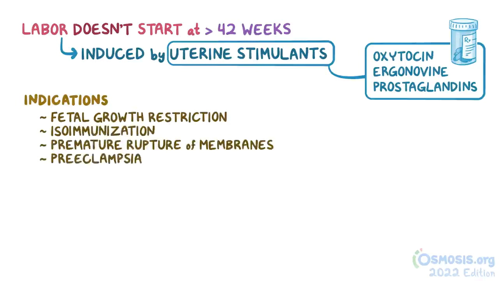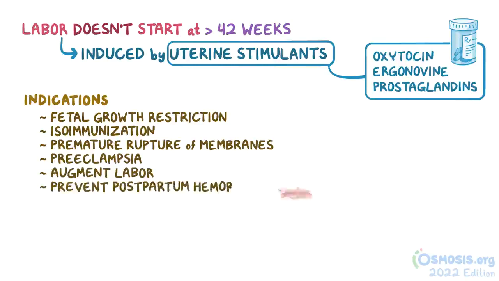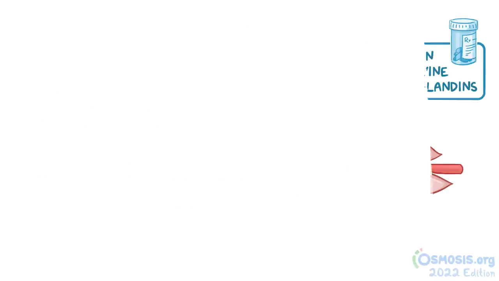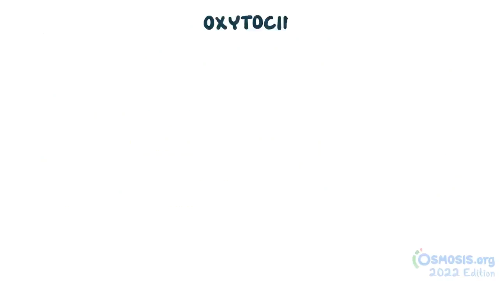Uterotonics are also indicated to augment labor when the contractions aren't strong enough, and they have the added benefit of preventing postpartum hemorrhage by compressing uterine blood vessels. Finally, they can be used for therapeutic abortion. Okay, let's look at the uterotonics starting with oxytocin.